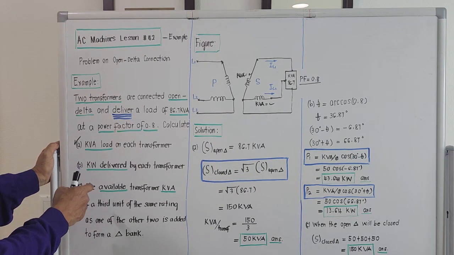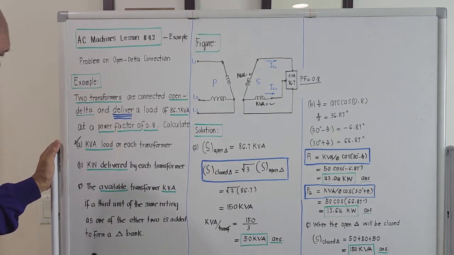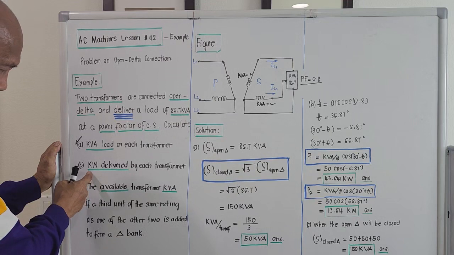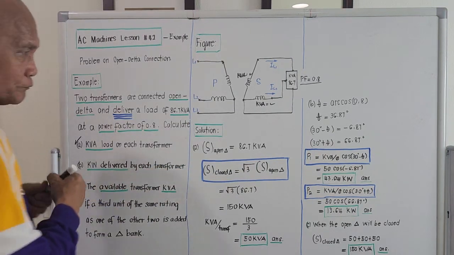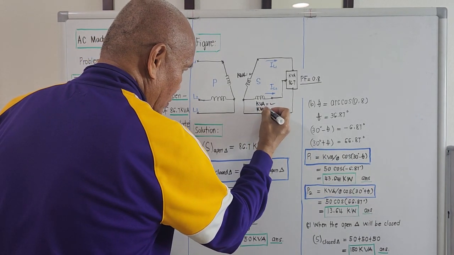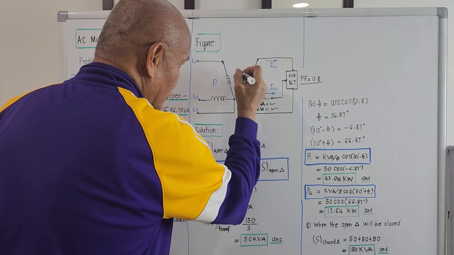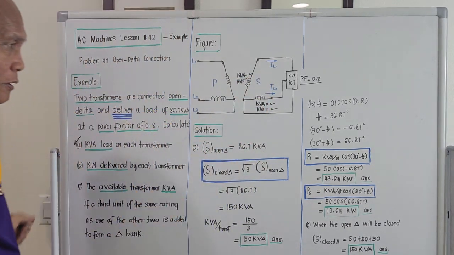Letter B, the kilowatt delivered, the true power delivered by each transformer, meaning the true power in kilowatts, and still the kilowatt over here. How much will be the kilowatt?